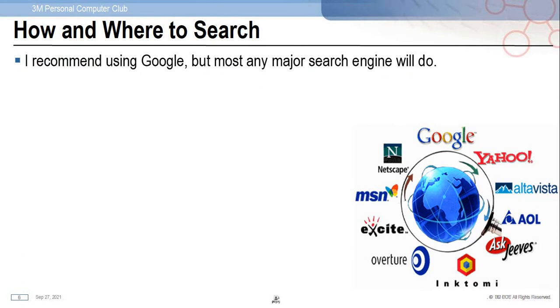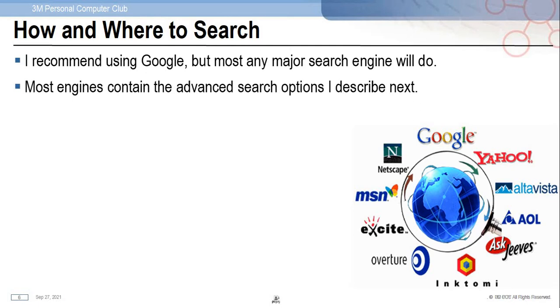First, we'll talk about how and where to do a search. Personally, I use Google. Google is the most popular search engine for doing your searches, but basically any of the major searches. And here's a list of some of the more popular. You have Microsoft, and you have Yahoo, and Ask Jeeves, and all these other search engines also work very similarly. But when I show an example here, I'll be showing how Google works.